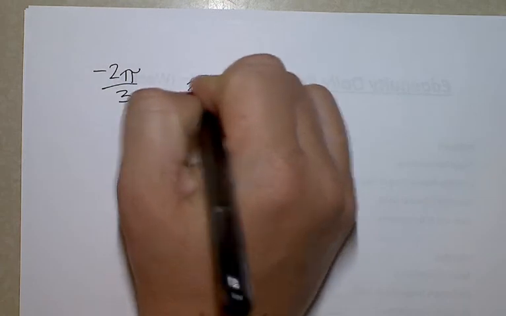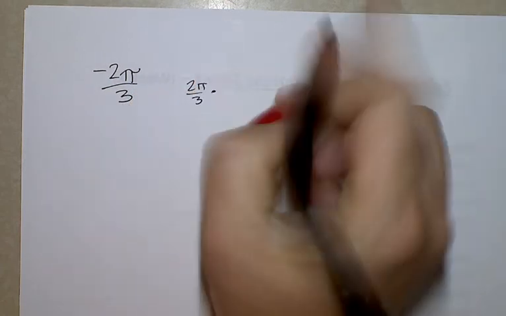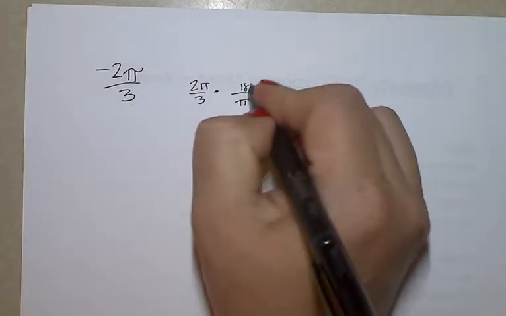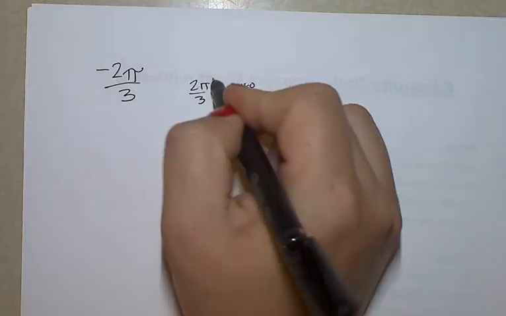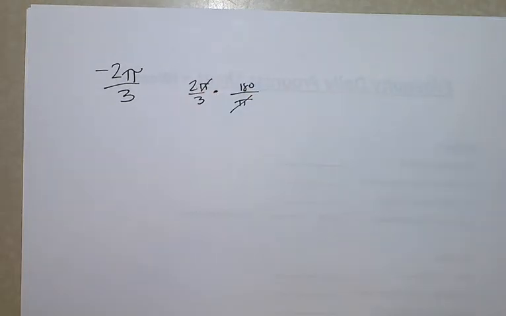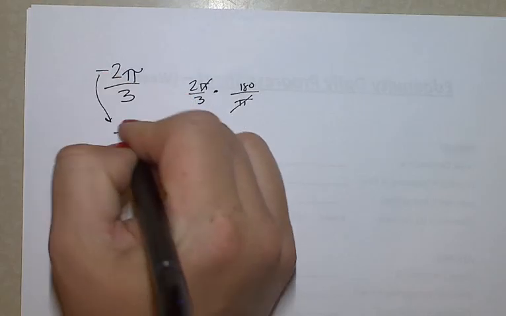Does anybody want to review how we switch from radians to degrees? Okay, so from radians to degrees, you're going to take 2 pi over 3, and notice the pi's are on top, so pi goes on the bottom and 180 goes on top. The pi's cancel. Take 2 times 180 and divide by 3. You should get an answer of 120, but remember, now it has to be negative. So everybody write down negative 120.